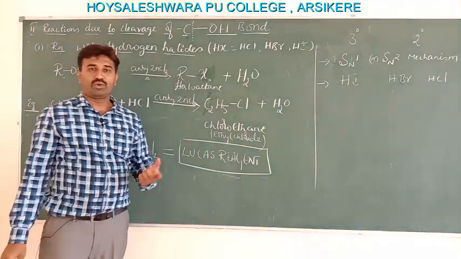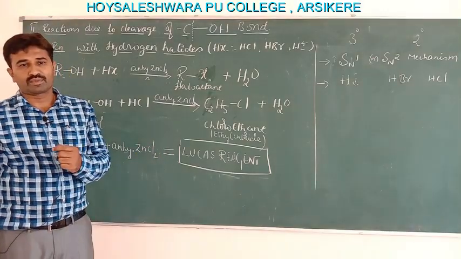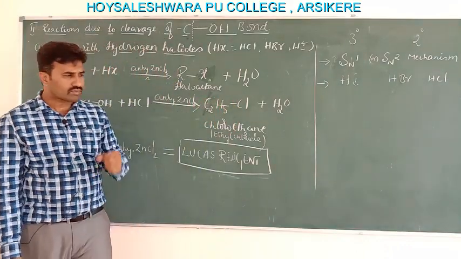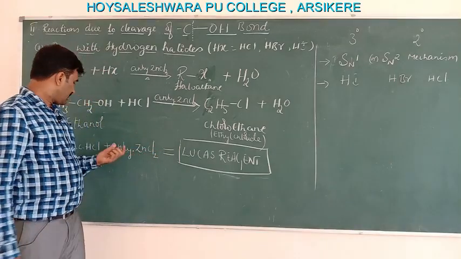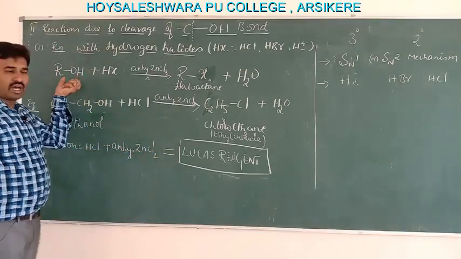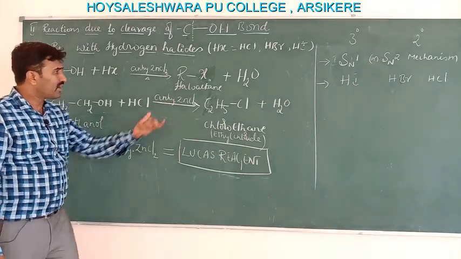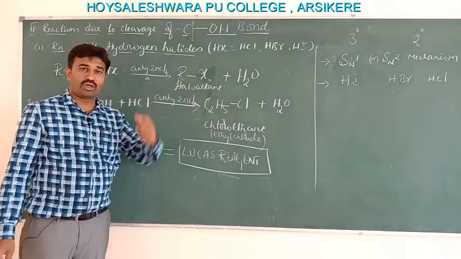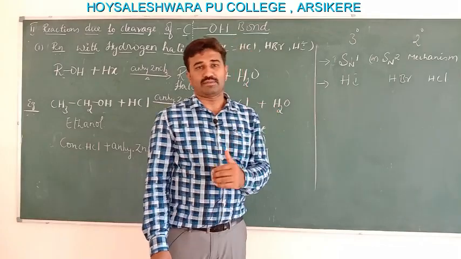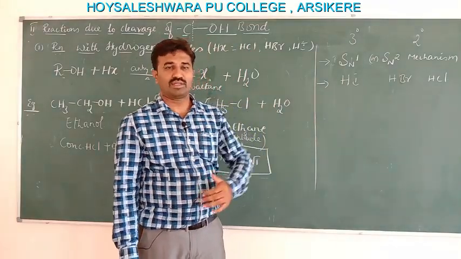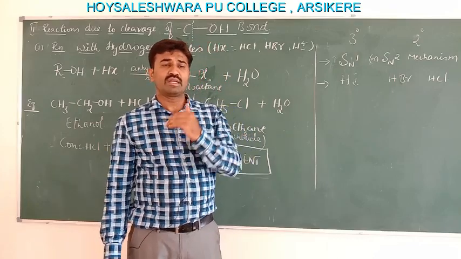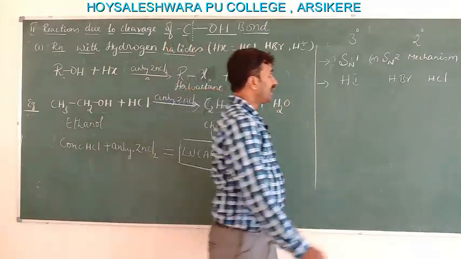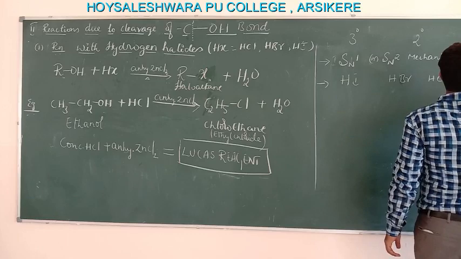This is the famous reagent which we use to distinguish between primary, secondary and tertiary alcohols. How? Concentrated HCl upon reacting with alcohol in presence of anhydrous zinc chloride forms chloroalkane. So depending upon the reactivity of the various alcohols, that is primary, secondary and tertiary alcohols, we are able to distinguish which one is tertiary, secondary or primary based on the turbidity.